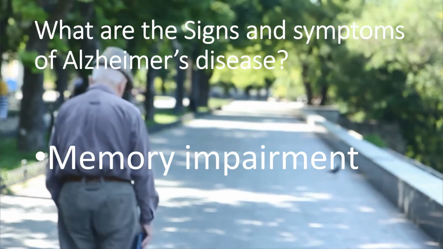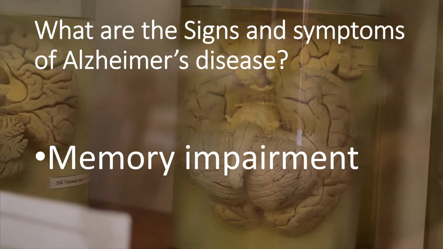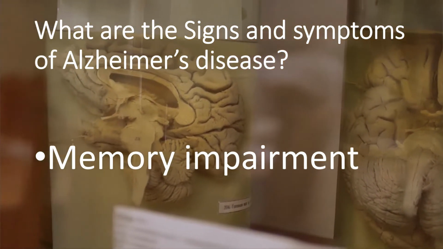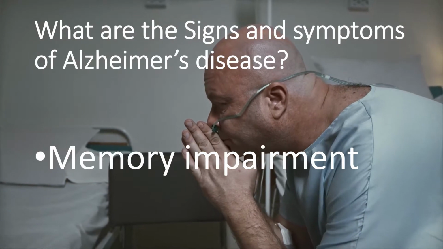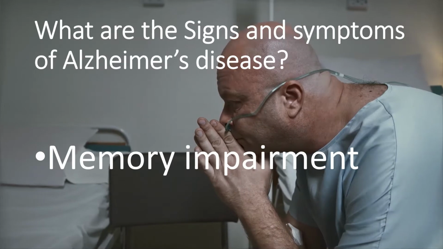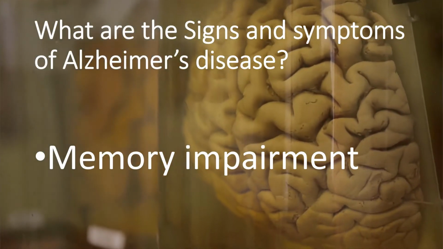What are the signs and symptoms of Alzheimer's disease? It is very important to learn these so that you can detect Alzheimer's disease before it is too late. Memory impairment is the most common initial symptom of Alzheimer's disease. The pattern of memory impairment in Alzheimer's disease is distinctive.